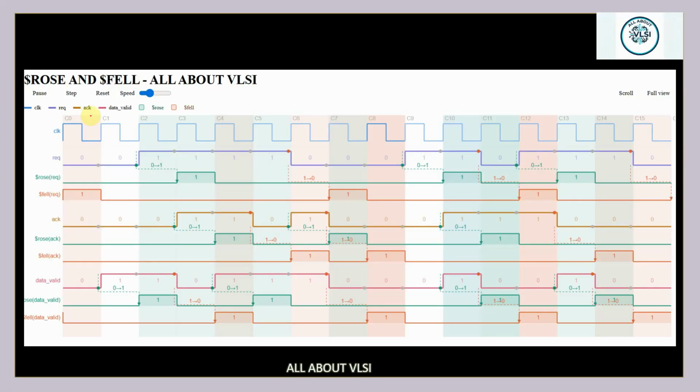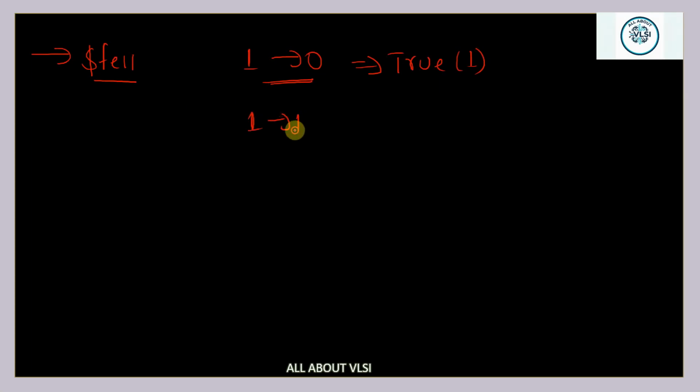$fell is basically going to observe the falling edge, I mean falling transition. If there is any transition of the value from 1 to 0, then this function is going to return me the true value, or 1. Or else, if there is no transition, or if there is 0 to 0, or if there is a positive transition, it is going to return false, or you can say 0.